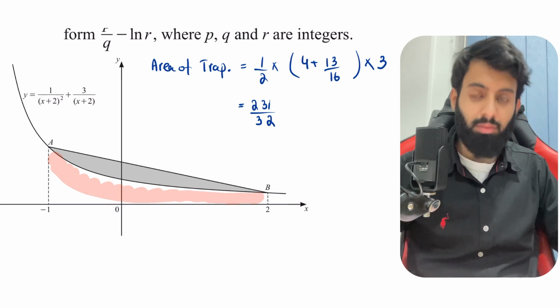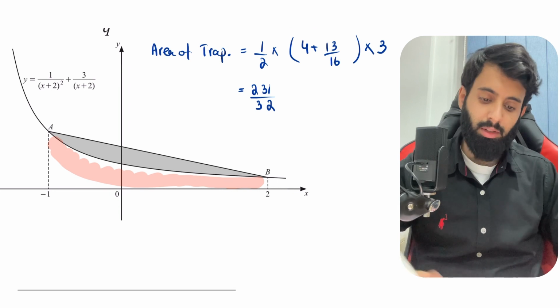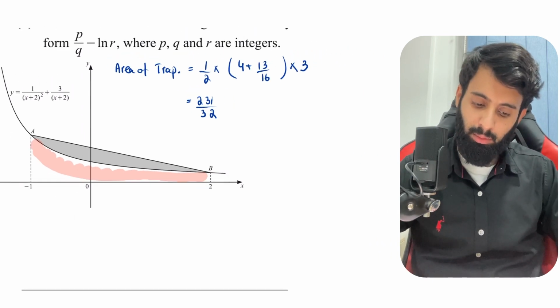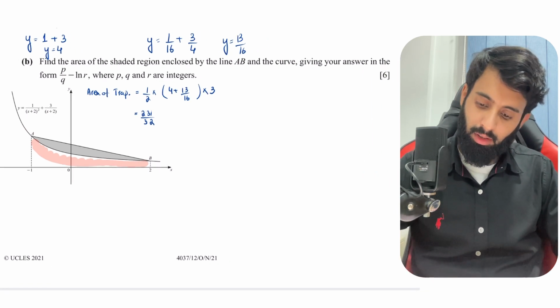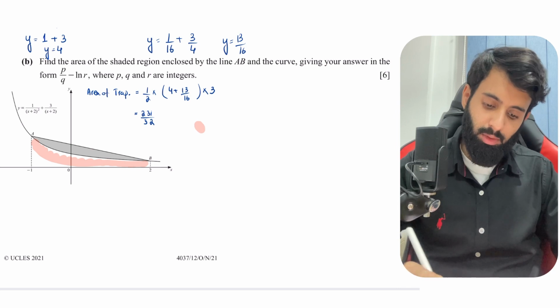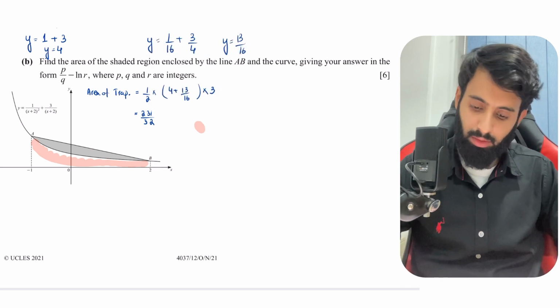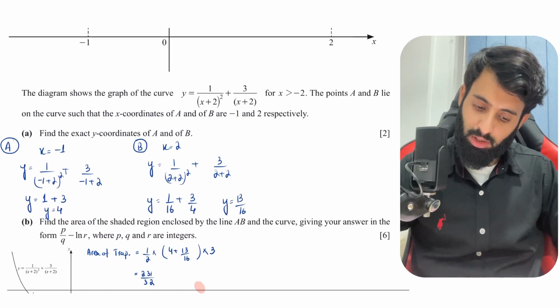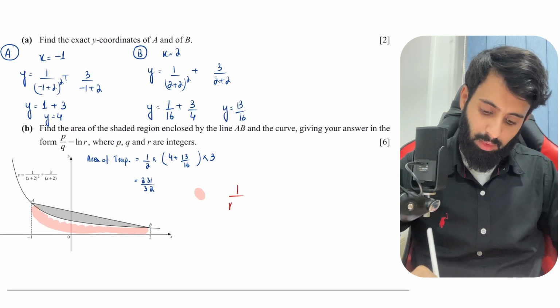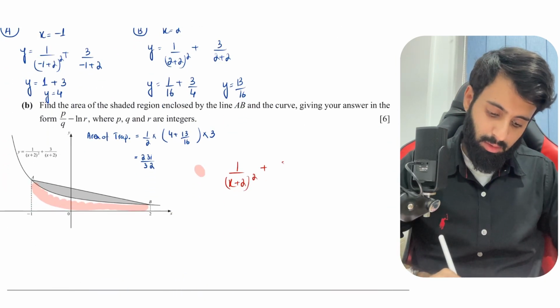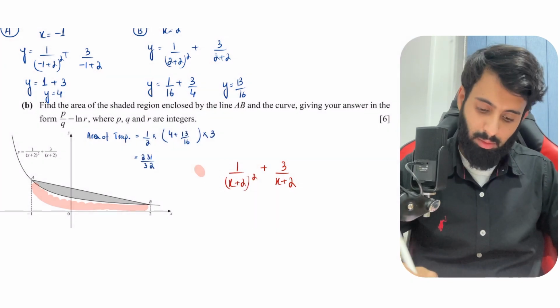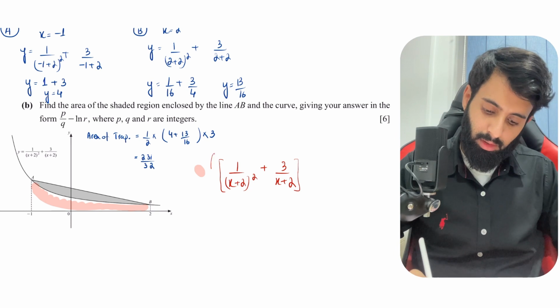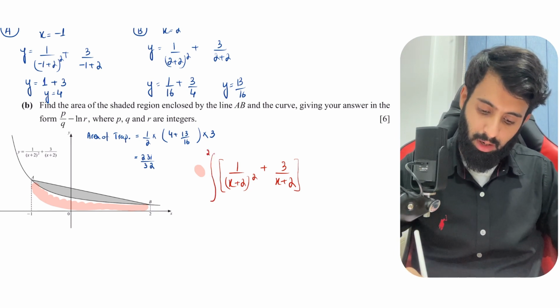For this, we'll have to do integration, and the limits that we're going to use are -1 and 2. I should mention that we are finding the area that I've shaded in red, for which we'll have to integrate the equation of the curve. I'll do this in red, which is 1 over (x plus 2) the whole thing squared, plus 3 over x plus 2. We're going to integrate all of this, so I should make a square bracket here, within the limits 2 and -1.